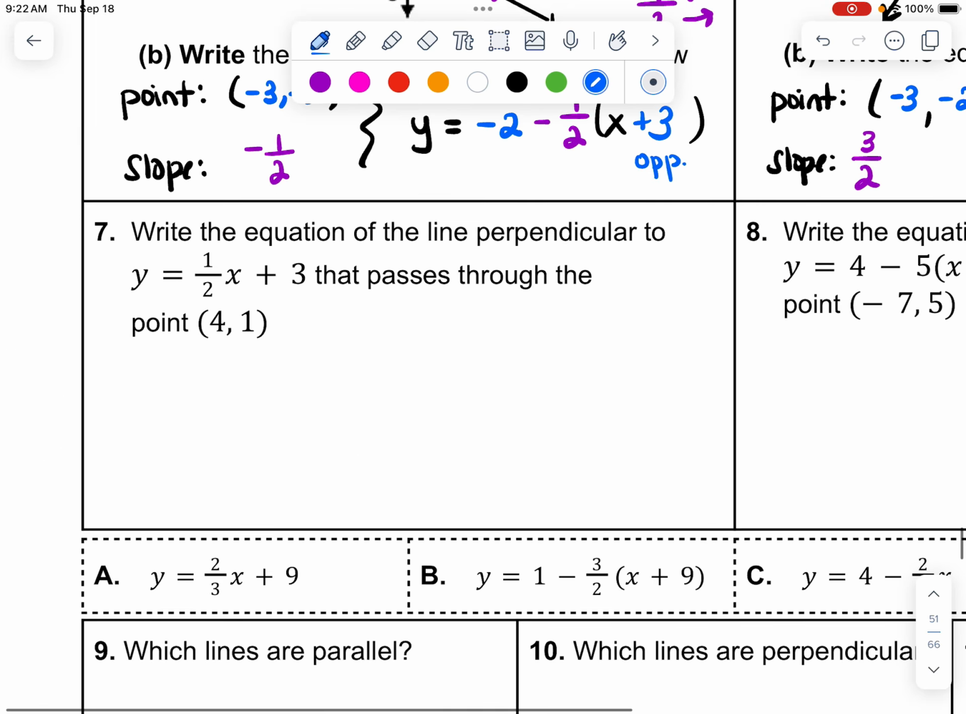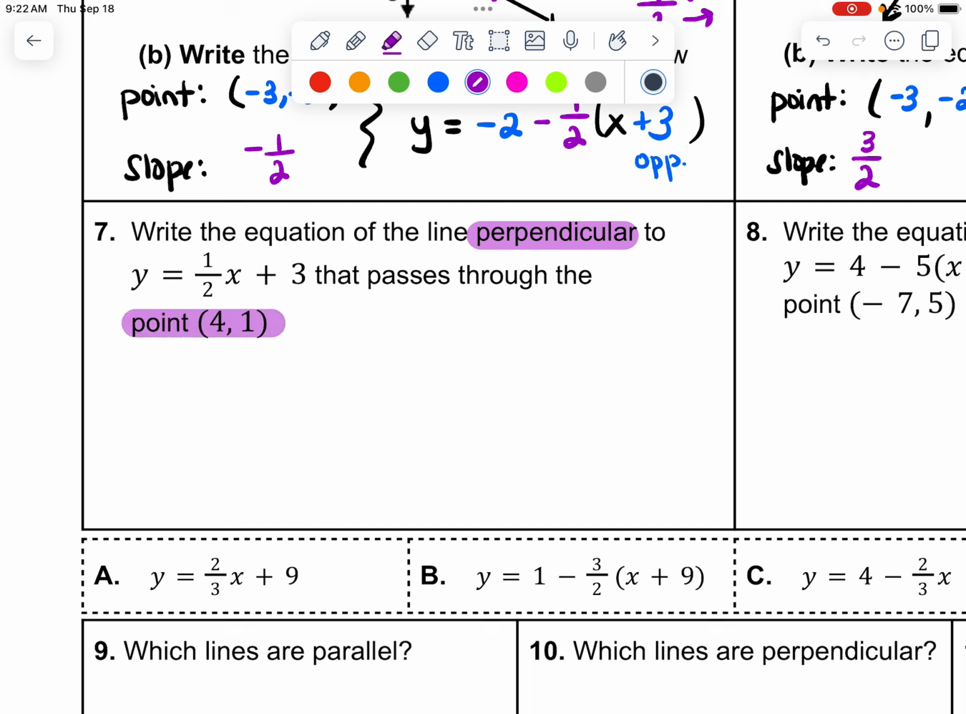Now, just like with parallel lines, sometimes I'm going to ask you to write the equation of a perpendicular line, but I'm not going to give you a graph. Instead, we need to read these instructions. We want to be perpendicular to this line and go through this point. Again, we're going to need a point and we're going to need a slope. I already told you what point to use in the instructions, 4, 1. The slope, though, we need to go look at this slope that's already here.